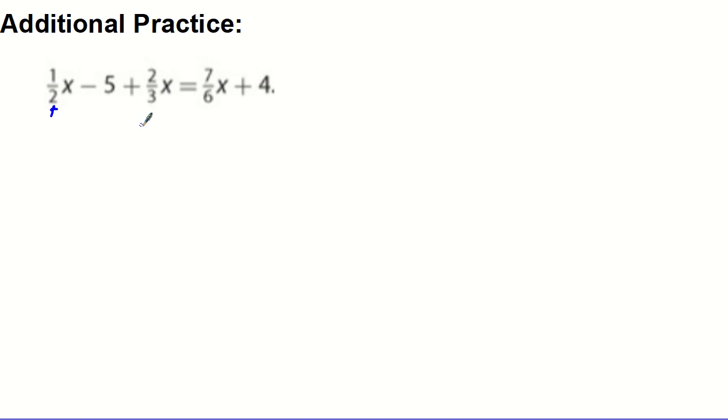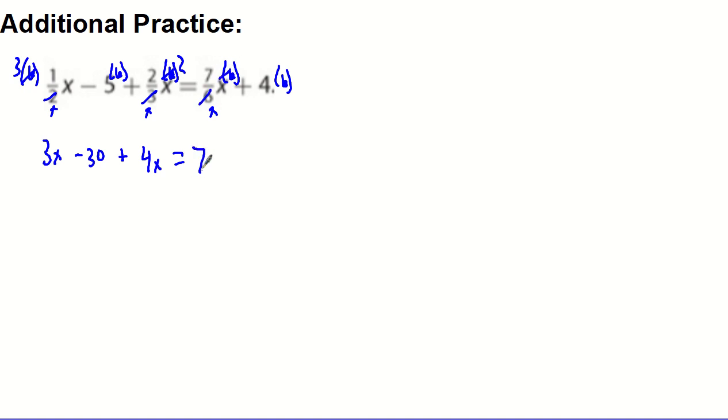So when I look at 2, 3, 6, my common denominator is 6. So I'm going to multiply everything by 6. Every single term. So I got to multiply by 6 5 times. Okay. Now, this becomes 3 and 6, because 2 times 3 is 6. So 3 times 1, that's 3x. That's minus 30. Plus, that becomes 4x. 6's cancel each other out, so that stays at 7x.